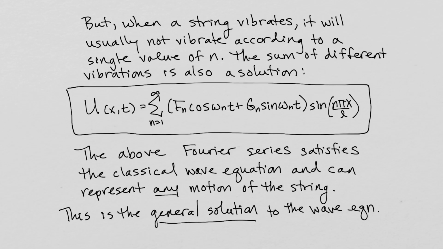Okay, so it turns out to be what we call a Fourier series. If you're not familiar with that term, feel free to go investigate that a little bit further on your own. But this is a standard type of equation that you'll encounter in physics and math. But here we just have a Fourier series that satisfies our classical wave equation, and this equation can represent any motion of our string. So not just one mode, but really any kind of motion that might be possible. And so we call this our general solution to the wave equation.